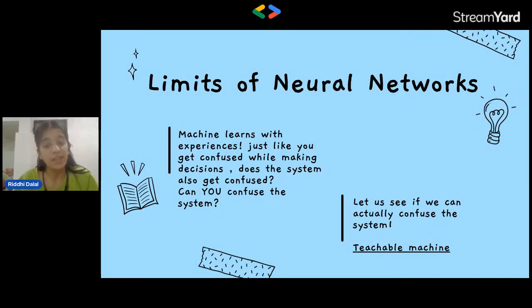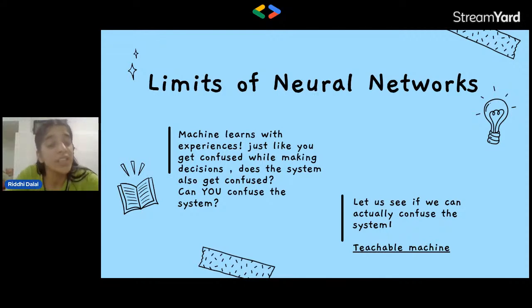Yes, limits of neural network. So the idea you have of machine learning, can you come up with a way to confuse the machine? Of course, machine learning works on the data you provide. If you provide much more data than any other traditional machine learning algorithms, at the least thousands, if not millions, of labeled samples, machine learning will give its best output. But that is also the limitation. The whole of machine learning depends on the amount of data.